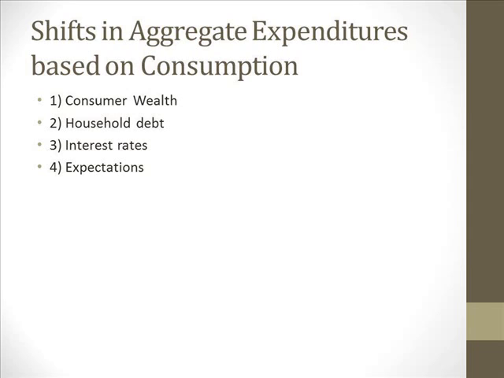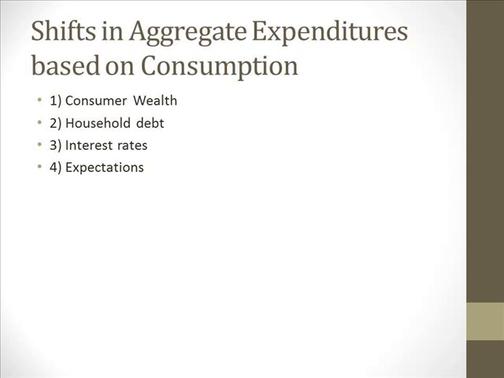Household debt, this is the tricky one. If household debt goes down, people reduce their debt. That means that they've sort of put a check on their spending. They've stopped their crazy spending habits. So that would make aggregate expenditures go down. So if household debt is reduced, then aggregate expenditures goes down. People spend less. If household debt increases, that means people are spending more, so aggregate expenditures would increase as well.